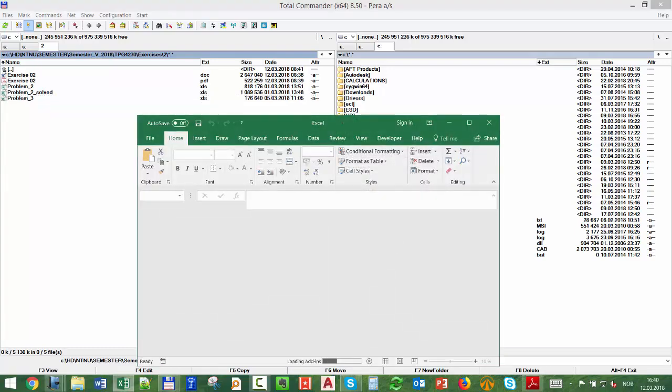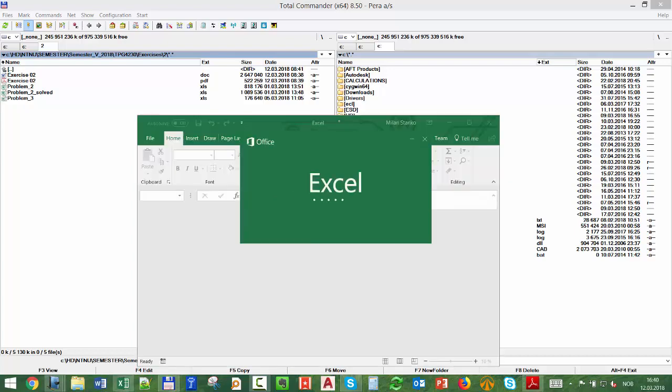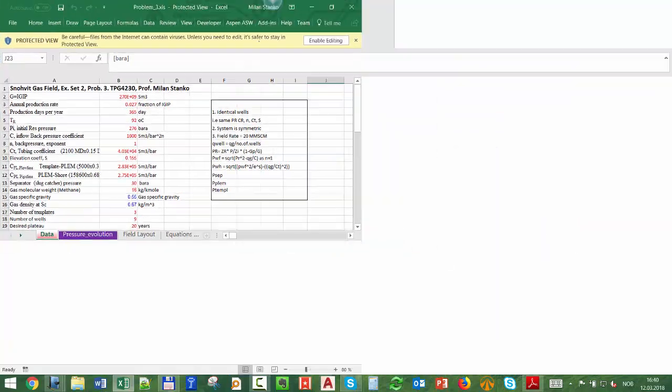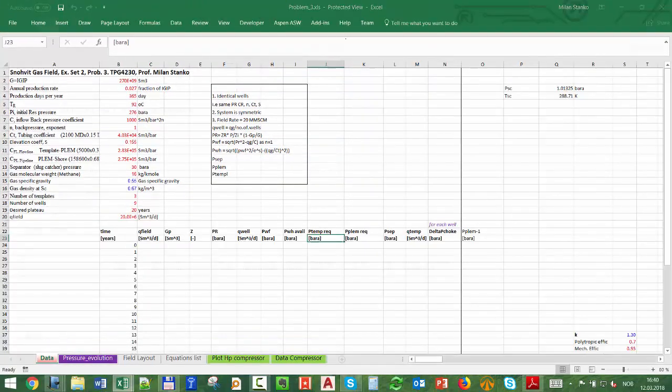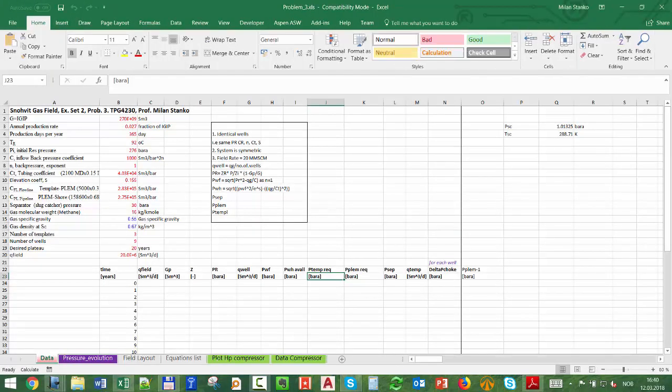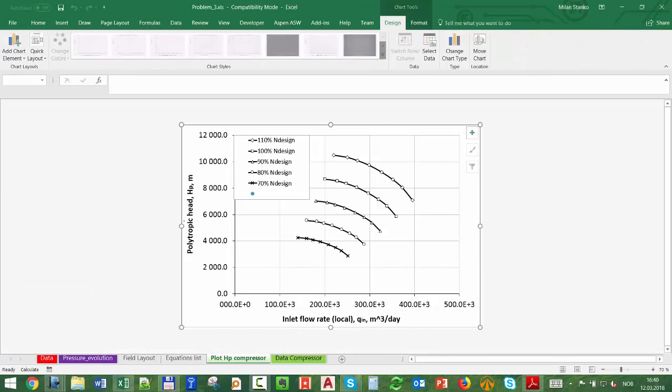If we see how the map looks, I don't think it's pressure ratio, but I think that's the head, and then you have the rate. And the point has to fall inside that map. Clear so far? Yep.